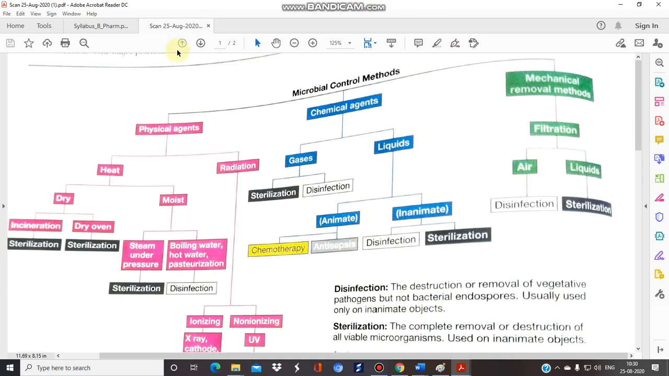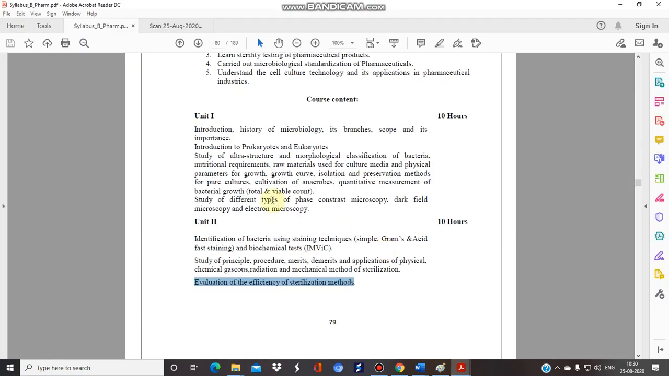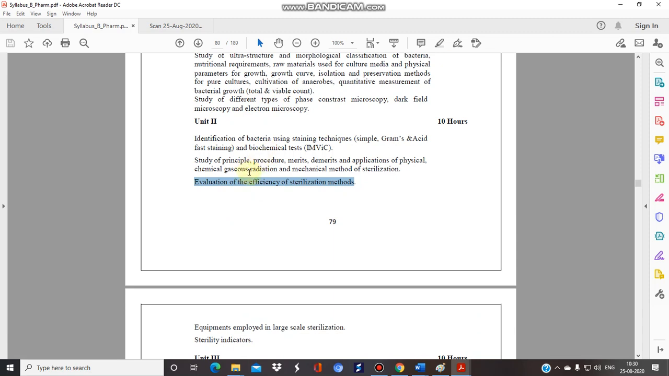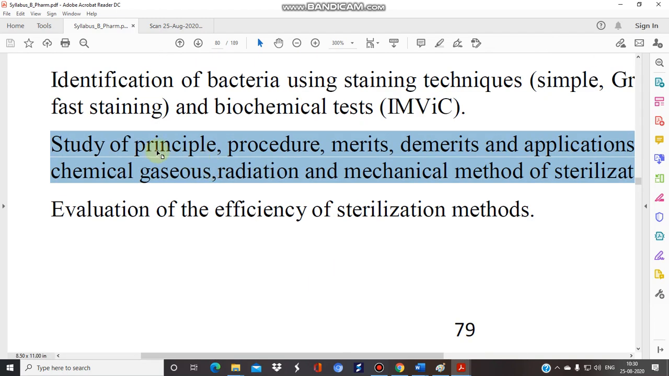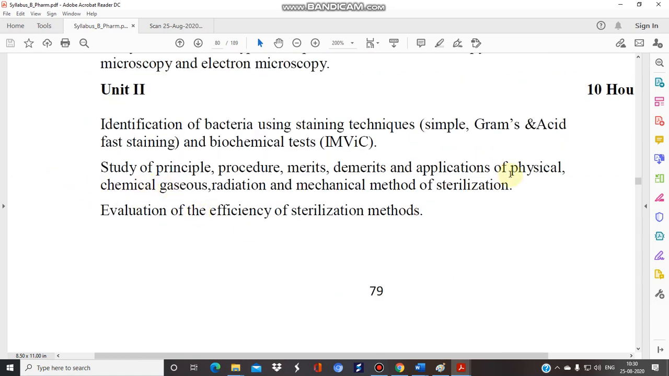Okay, so I think this is clear. We have covered the majority of the microbial control methods, or you can say the sterilization methods. So just see your syllabus. Let's open your syllabus. Just see this, we have covered unit number 2. We have covered this part. Okay, let me zoom a bit. Study applications of the different methods of sterilization, like physical, then chemical, gaseous, radiation, and the mechanical method, which includes the filtration part.